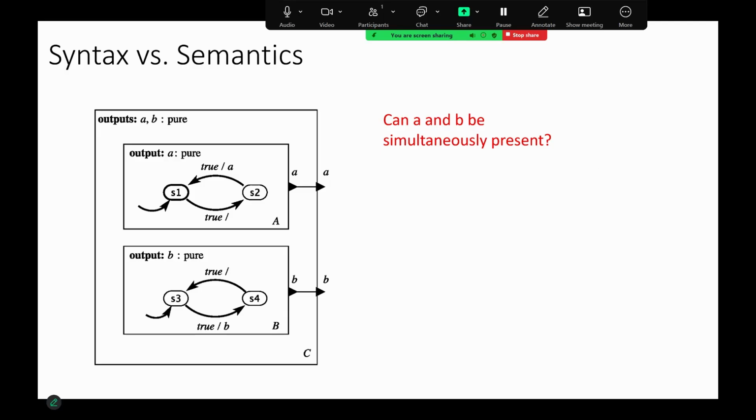And then if I ask you the question, I give you this state machine and ask you, can A and B be simultaneously present, the output, not the component, the small a and small b?